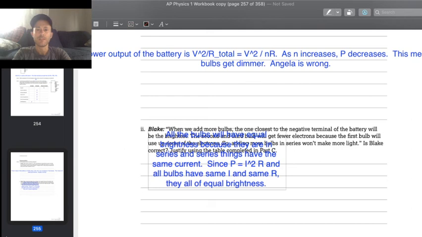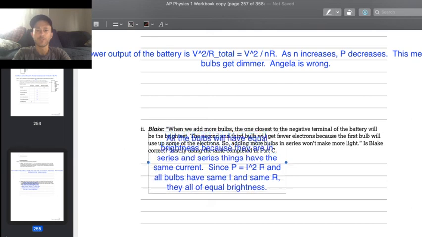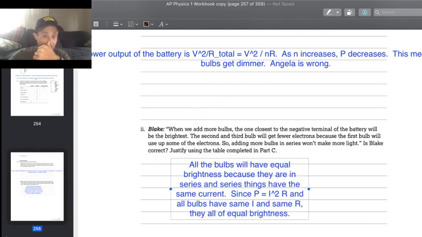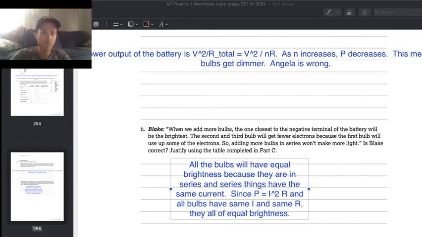So yeah, Blake's answer is so goofy that I don't even know what else to say. Bulbs don't use up electrons, because what would happen if a bulb used up electrons? That would mean that the bulbs are becoming negatively charged, which doesn't happen. That just doesn't make any sense at all.